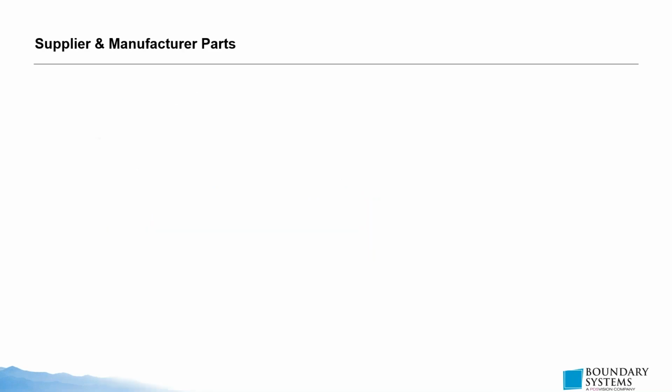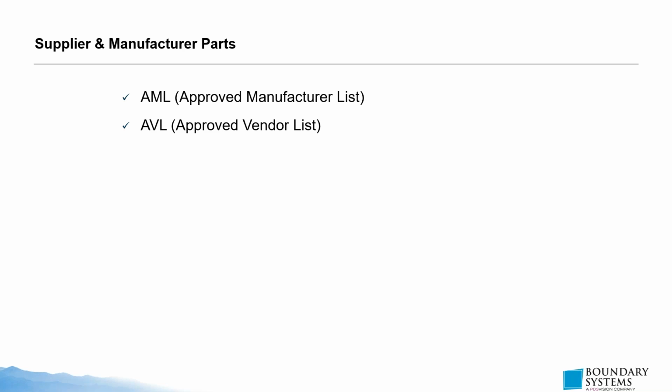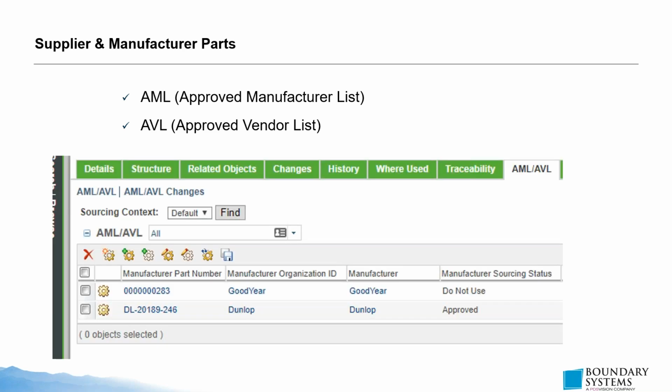One of the next things is supplier and manufacturer parts. Windchill has got the functionality of what they call AML and AVL in the interface. So approved manufacturer list and approved vendor list. In a lot of the cases, the components that you use inside of your product itself is supplied by somebody else. So it's a bought out component.